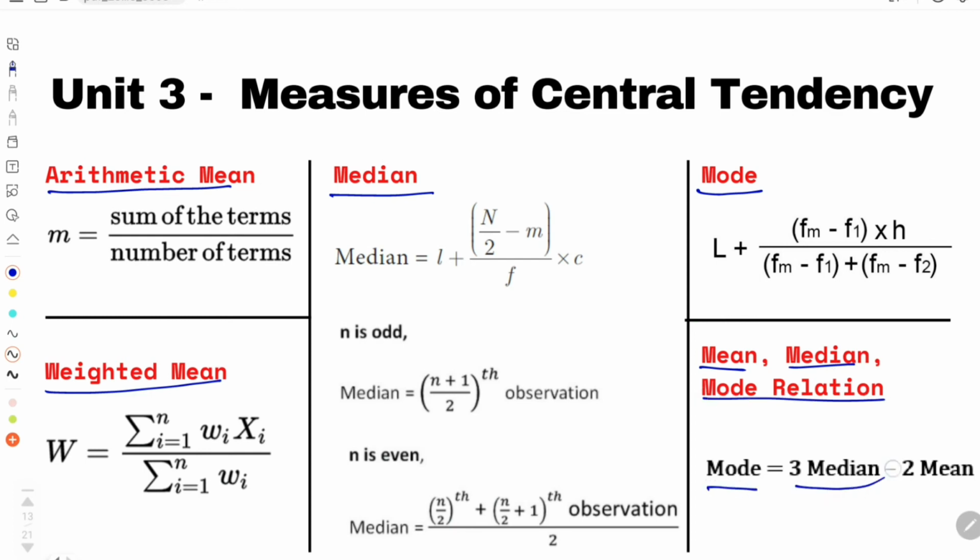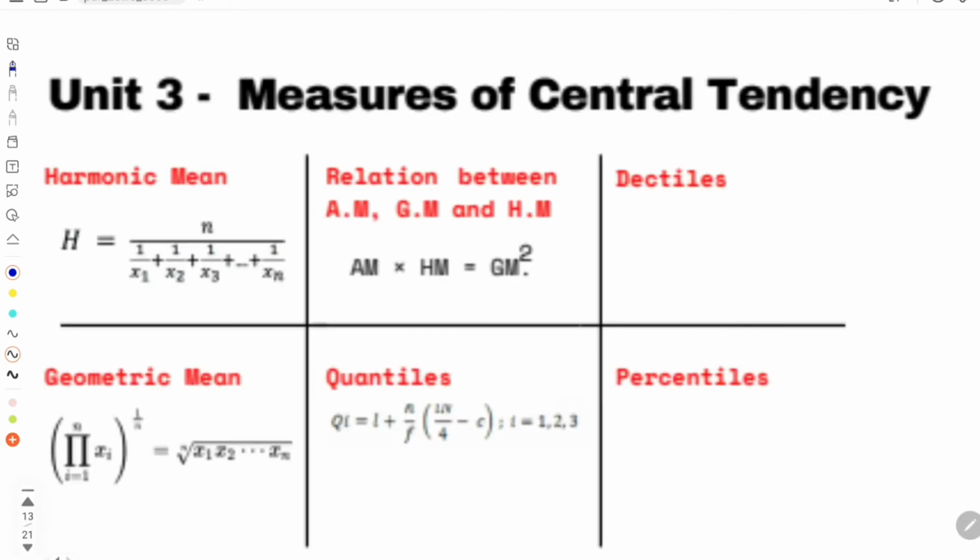That is, mode is 3 times median minus 2 times mean. 3 times median minus 2 times mean will give you the mode. So those were the things. Out of all these measures of central tendency, we will always take the median formula, especially for continuous distributions, and we can try to find out the quartiles, percentiles and all.